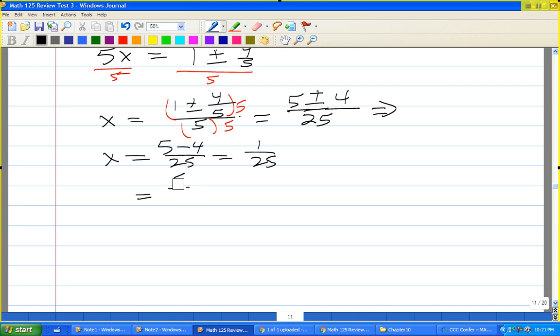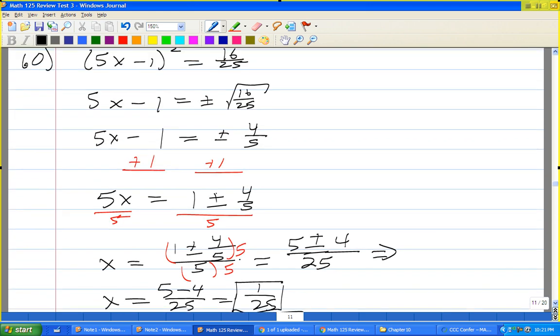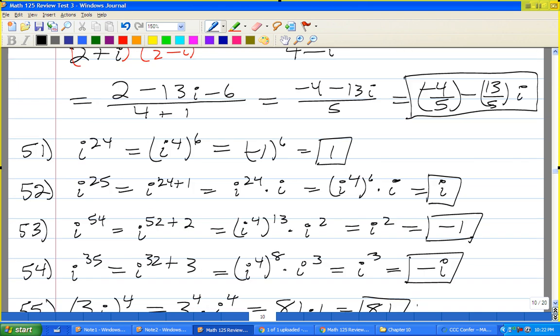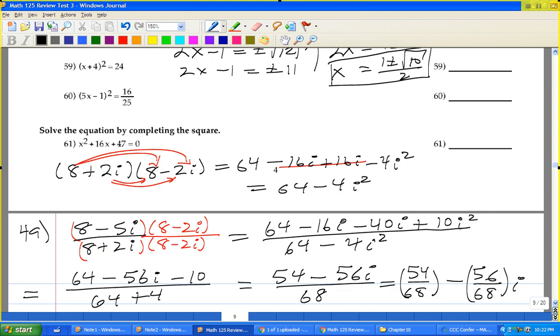This is 5 plus the other one is 5 plus 4 over 25, which is 9 over 25. So we have two solutions to this quadratic. Okay. Let me do, I guess the last one then is 61. And so actually we've got room for 61.